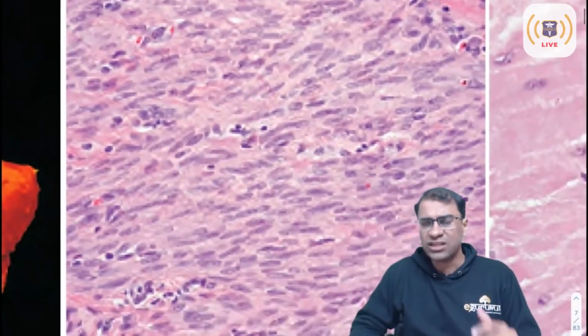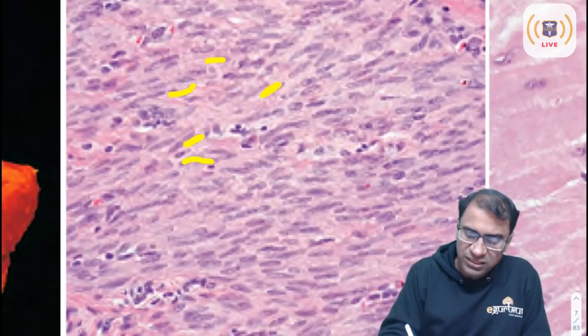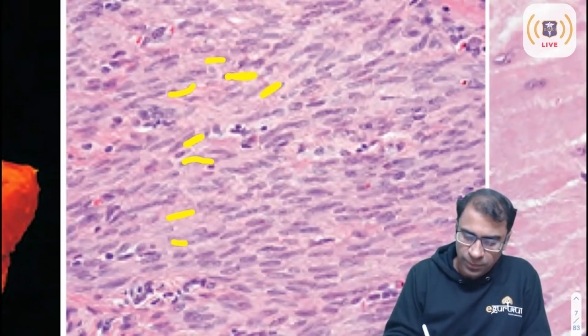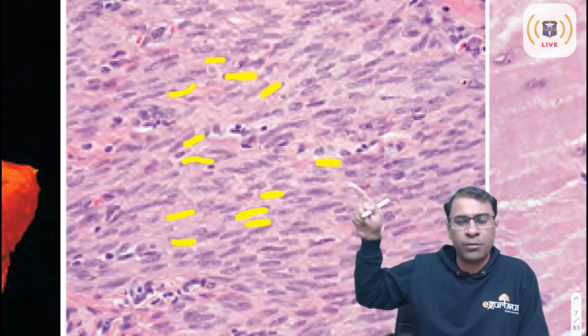Now, why is this a normal uterine biopsy first of all? Because you see the spindle shaped cells. Look at the elongated spindle shaped cells. And why the spindle shaped cells? Because they are smooth muscles. They are spindle shaped normal cells. Look at these blue spindle shaped normal cells.